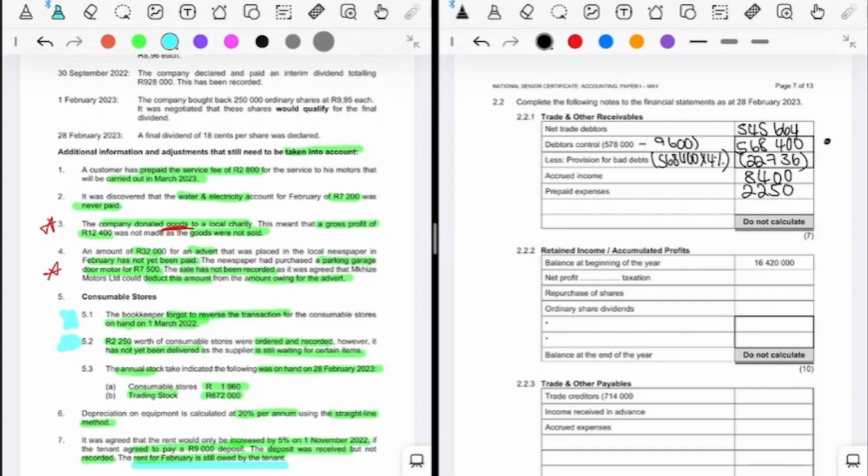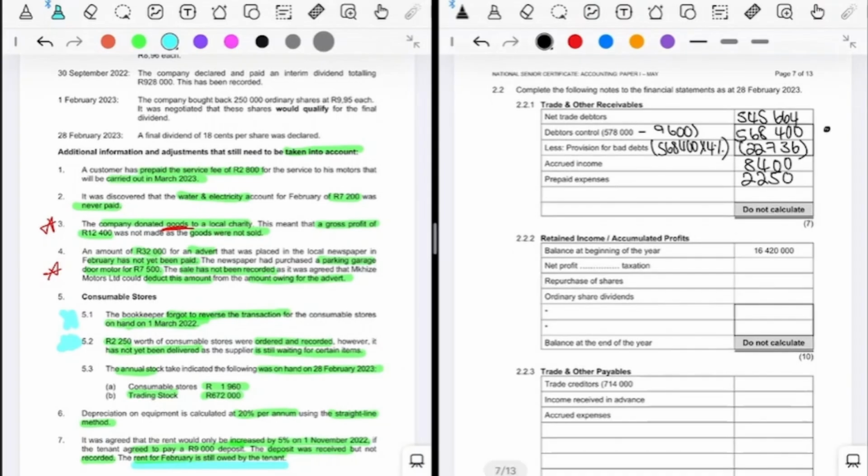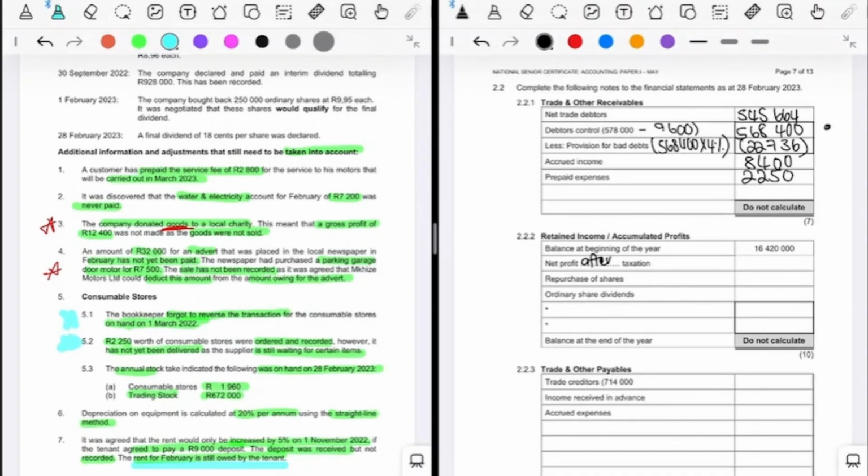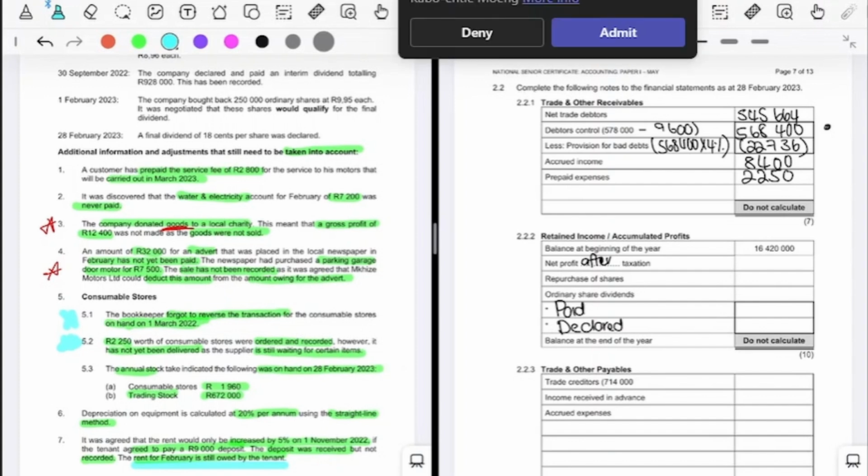Then we go to our retained income note. So let's start with the format. We have our balance at the beginning, then net profit after tax. It's always your net profit after tax, not before tax. Then the repurchase of shares, ordinary share dividends. There are two types of ordinary share dividends: paid and declared, or interim and final. So paid, and then we have declared. Okay, so that's the format for our retained income note.